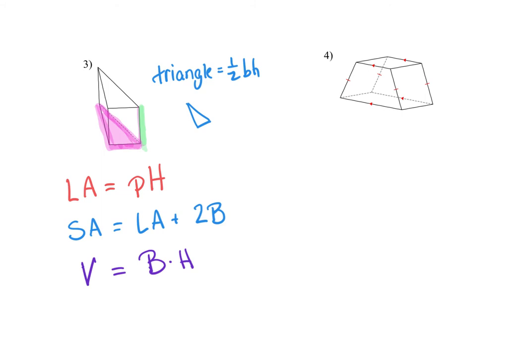All right, let's look at number 4. Number 4 is a prism with just a different base. All right, so if I look at this, my base is a trapezoid. I have a trapezoid for my base.